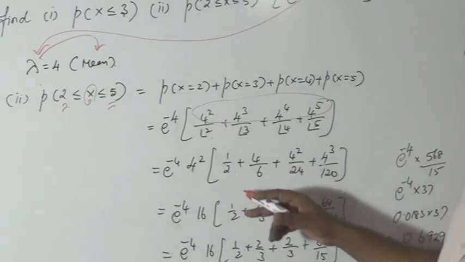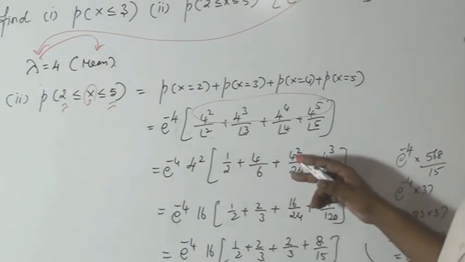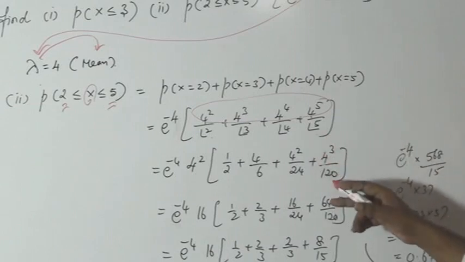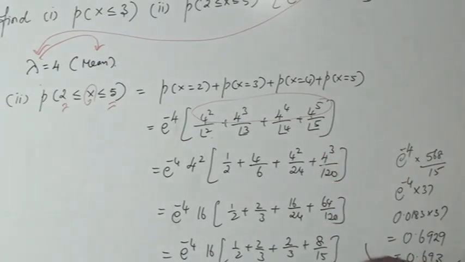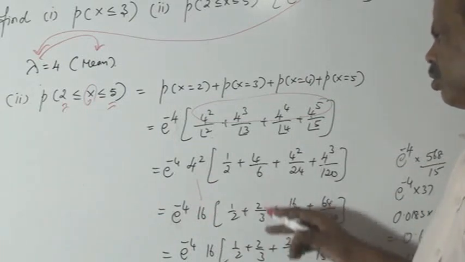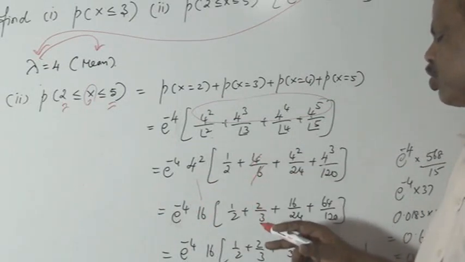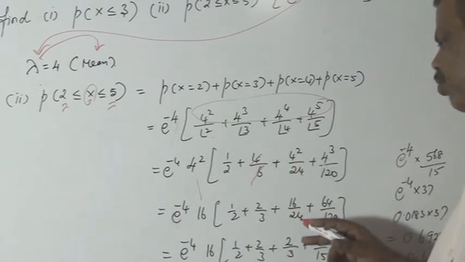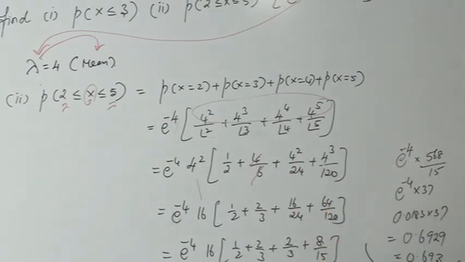Now from which we can take 4 square as common factor. So we'll get 1 by 2 plus 4 by 6 plus 4 square by 24 plus 4 cube by factorial 5 is what? 120. So 4 square is 16. 4 by 6 will be reduced to 2 by 3. 4 square is 16 by 24 plus 64 by 120.